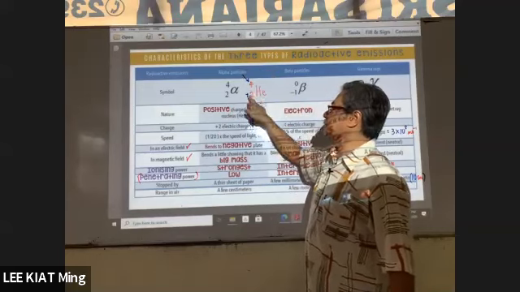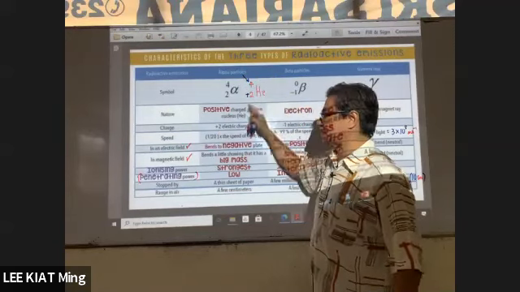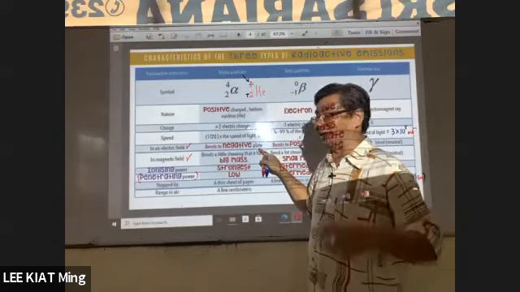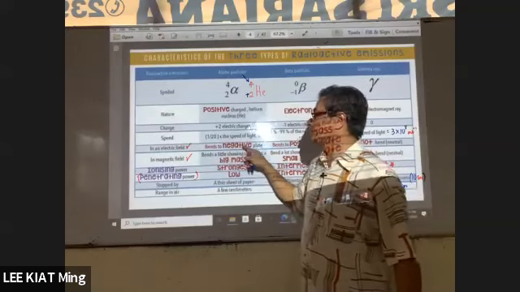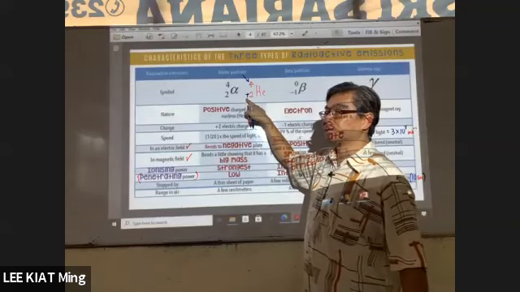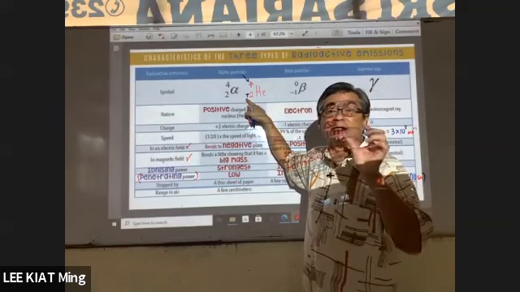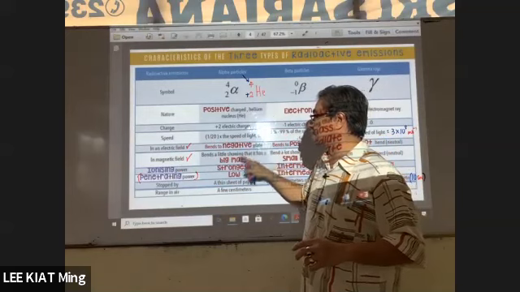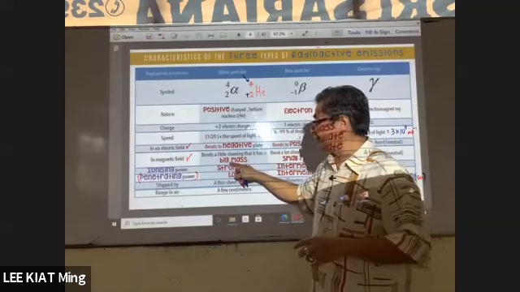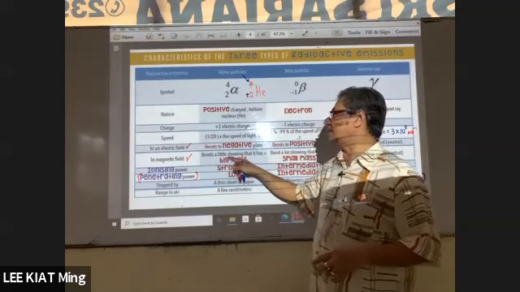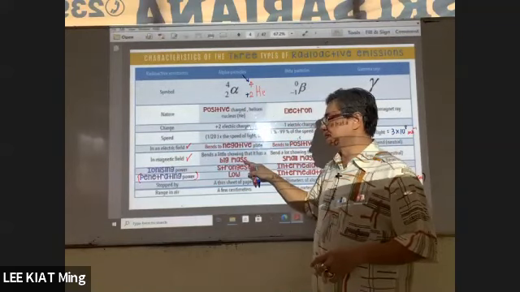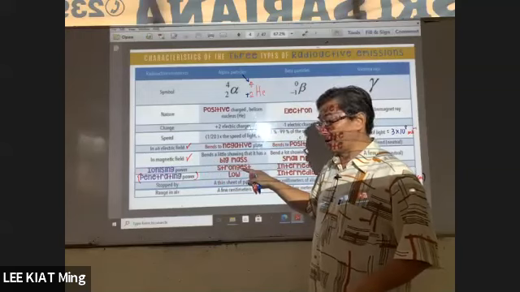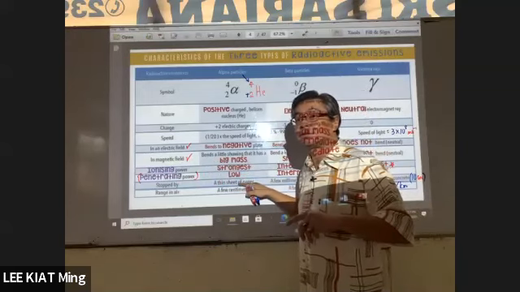And because it's carrying positive charge, it will be deflected to the negative plate of the electric field. And it will be deflected at a small angle. Why? It shows that it is quite heavy. It is bent only a little bit, showing that it has big mass. But it has the highest ionizing power, while penetration is the lowest.